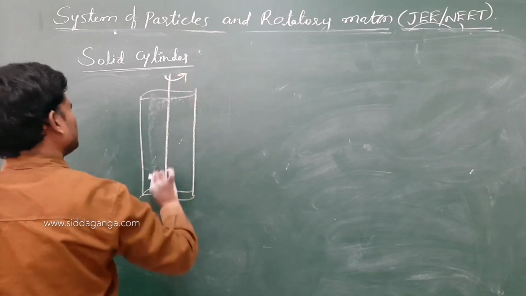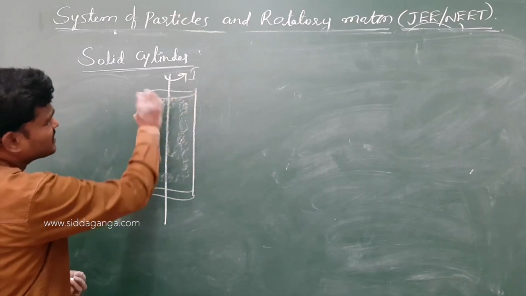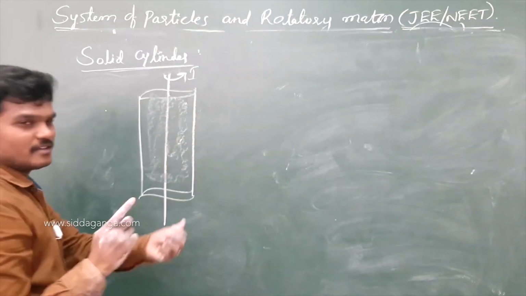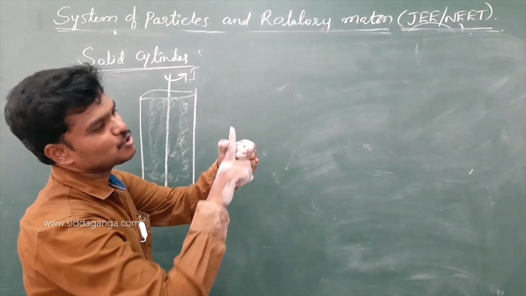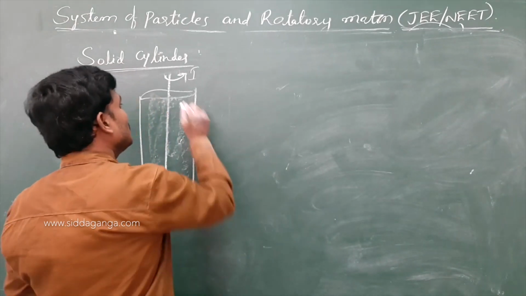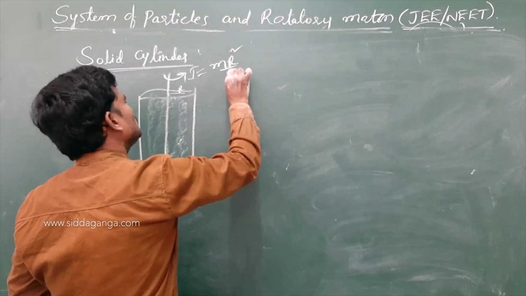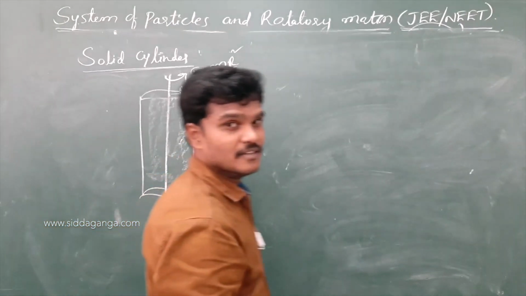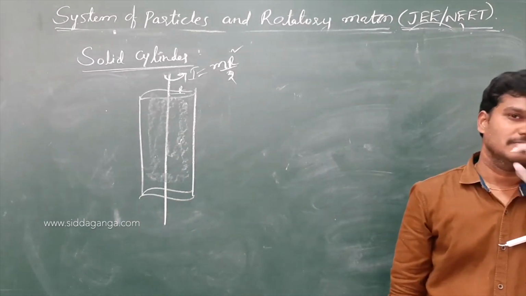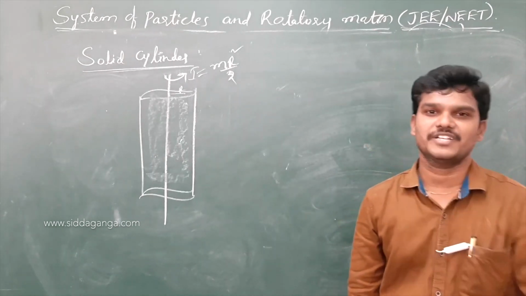About its own axis, the cylinder is rotating like this. If I cut a small piece and take it out, that small piece looks like a circular disc. For a circular disc, with the axis passing through the center perpendicular to the plane of the disc, the formula is mr square by 2. Here it is also the same. Keep the formula in mind: mr square by 2 about its own axis. So for a solid cylinder about its own axis, the formula is similar to a circular disc, axis passing through the center perpendicular to the plane of the disc.